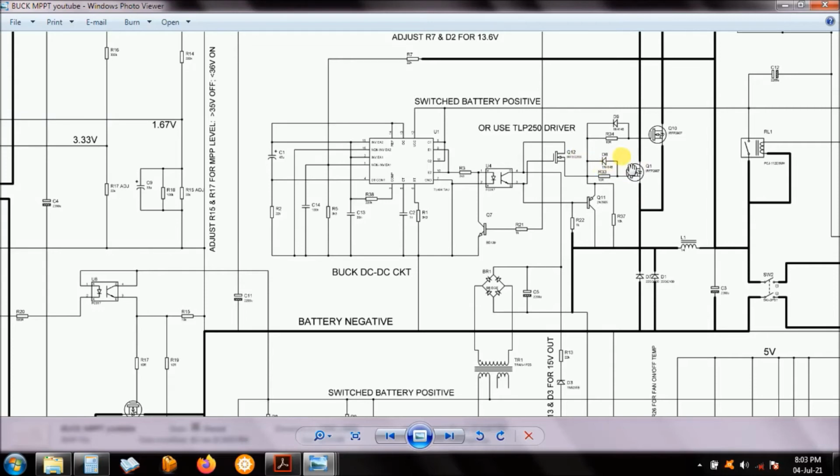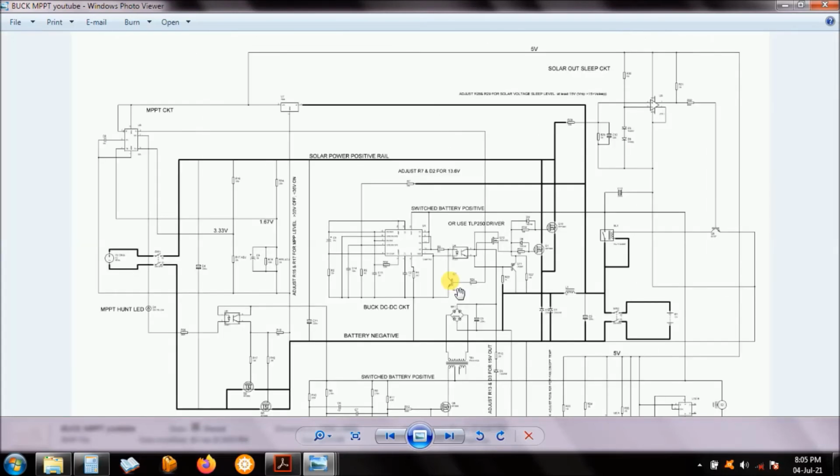My next video will be the 48 volt inverter that I have actually built, and it's going to be a bit long because, well, I think it's a big circuit that I have to describe.